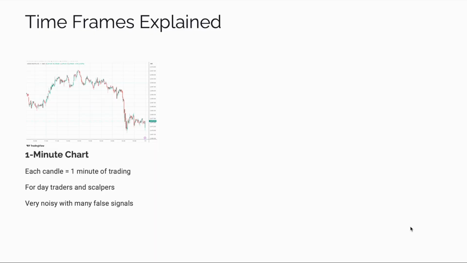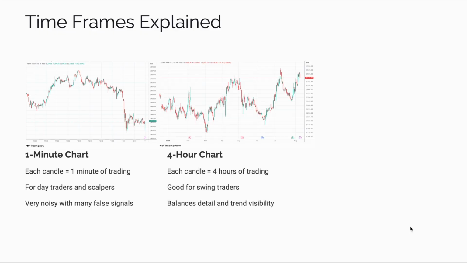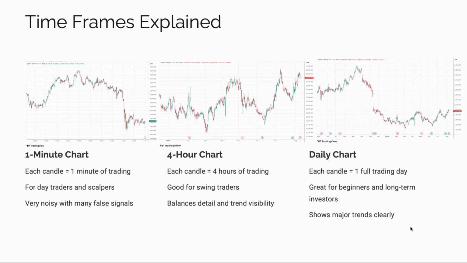Now, the importance of time frame with respect to a candlestick chart. Candlesticks can be plotted for any time frame. One minute charts are for scalpers who trade lightning fast but can be very noisy. There is also a 4-hour chart with balanced detail and trend. Swing traders love them, and daily charts are best for beginners. Less noise, more clarity. If you are just starting out, look at the daily charts of Nifty 50 or Reliance to get a clear view of trends.